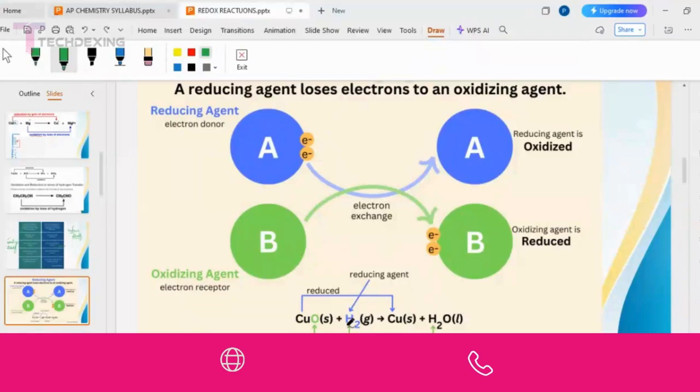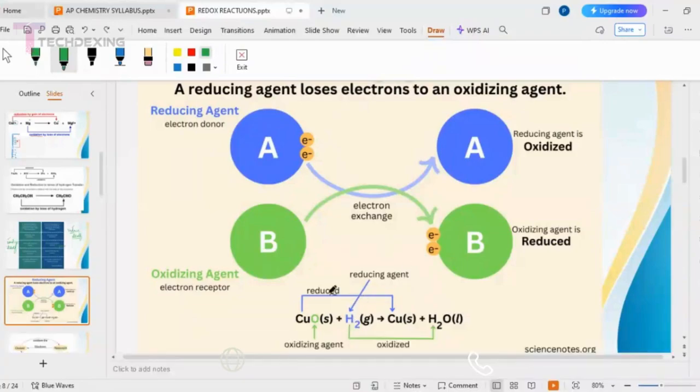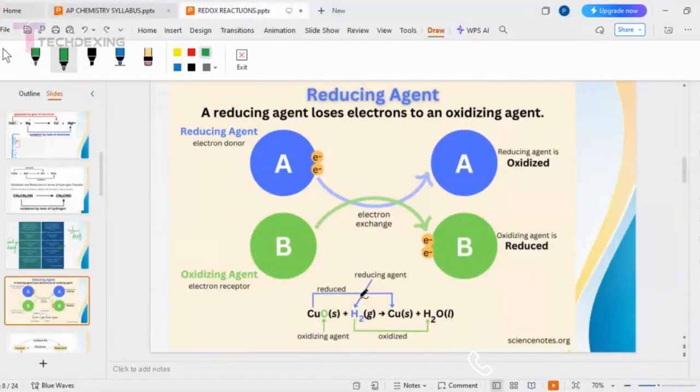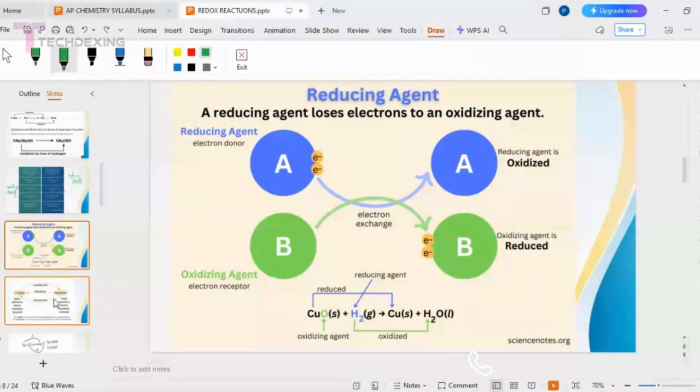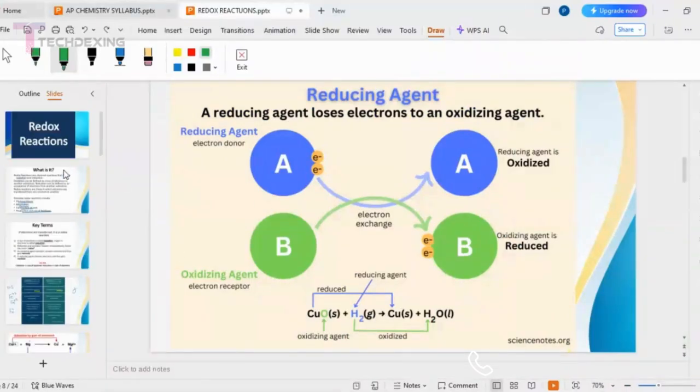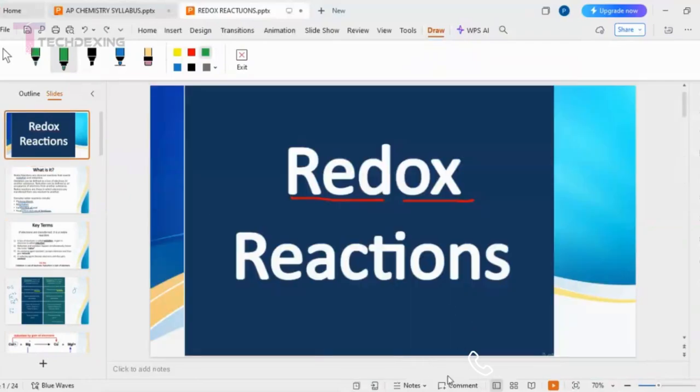H2 will form H2O. And H2 here acts as a reducing agent, meaning it will reduce others but get itself oxidized. We can say H2 converted into H2O. It means oxygen is added into H2, so H2 gets oxidized itself. So this is how in a chemical reaction, oxidation and reduction occur side by side, and one reactant acts as a reducing agent and the other acts as an oxidizing agent. So this is all about redox reactions.